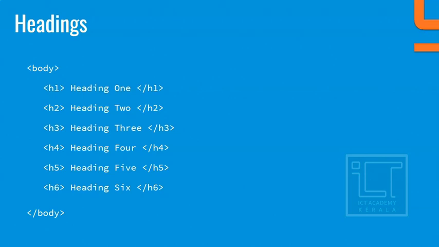Now you may ask what the difference between H1 and H6 is. The only difference is their size. The biggest size is H1 and the smallest size is H6. So we shall look into it.